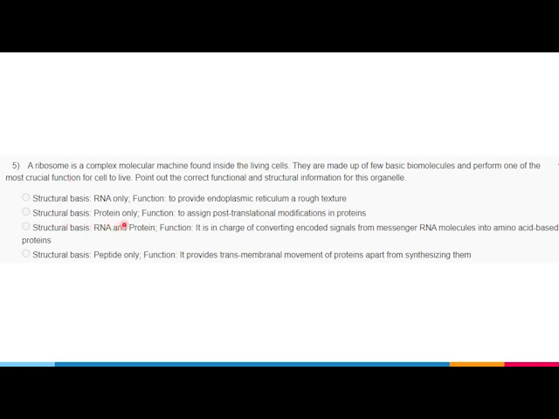Second is, the structural basis is only protein. Function is to assign post-translational modification in proteins. Third is, structural basis is RNA and protein. It is in charge of converting encoded signals from messenger RNA molecules into amino acid-based proteins. And the fourth is, structural basis is peptide only. Function is, it provides transmembrane movement of proteins apart from synthesizing them. So four options, only one of them is correct. Go ahead and try and answer this.